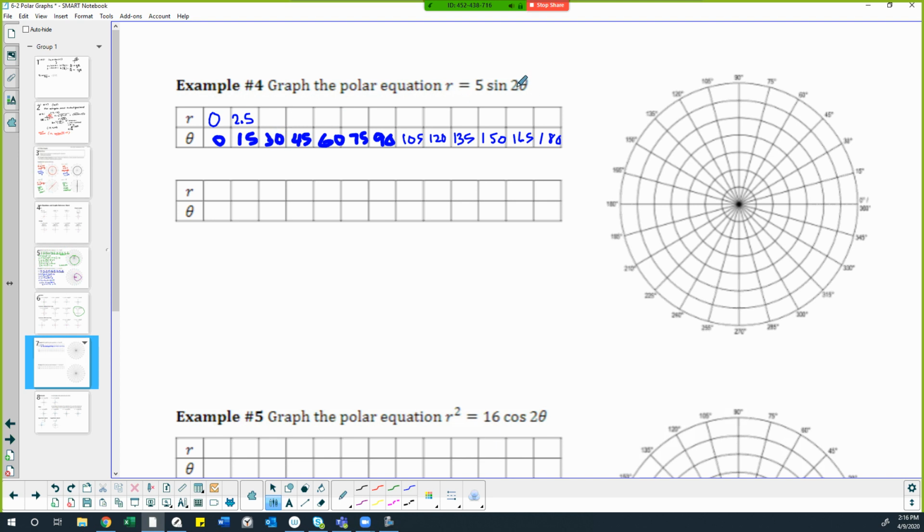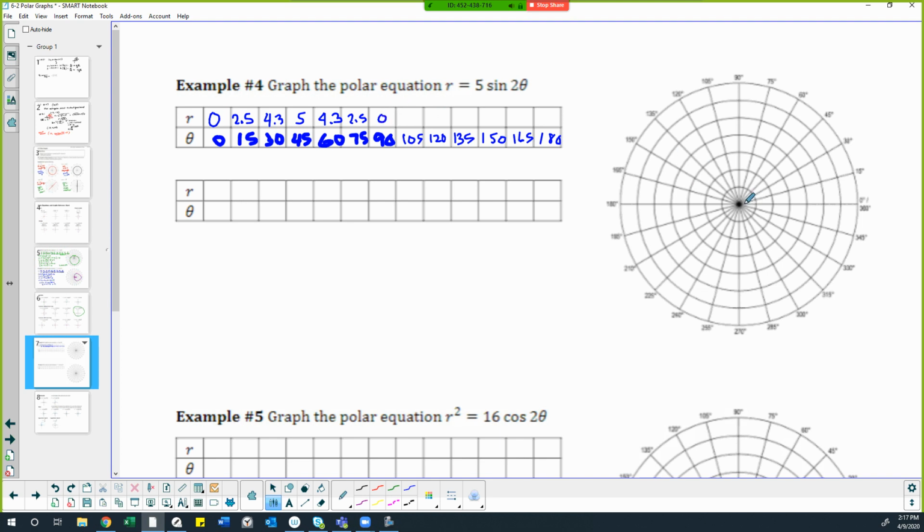Okay, sine of 2 times 30, so sine of 60 is square root of 3 over 2 times 5 gives us approximately 4.3. And then sine of 2 times 45, so that's 90. Sine of 90 is 1 times 5 is 5. And then the sine of 2 times 60 is 120. The sine of 120 is 4.3, did you get 4.3 for that one? We're going back down, right? Okay, and then we have the sine of 150, which takes us back to 2.5. And then the sine of 90 times 2, or the sine of 180, which is back to 0.